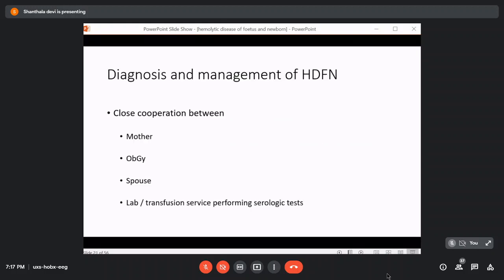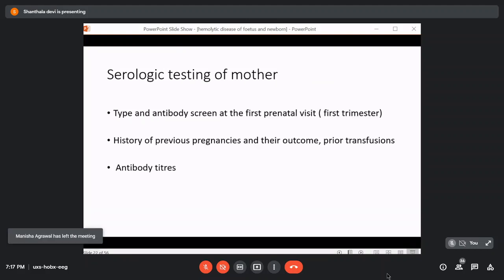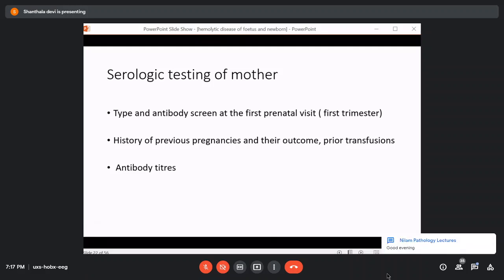So how do we diagnose and manage the HDFN? There is necessity for a close cooperation between the mother, the OB/GYN, the spouse, the lab and the transfusion services which are performing these serological tests. The serological testing of the mother, the typing and the antibody screen, has to be done at the first prenatal visit. Generally this happens in the first trimester. We have to take proper history of previous pregnancies, their outcomes, prior transfusions, and antibody titers need to be done.